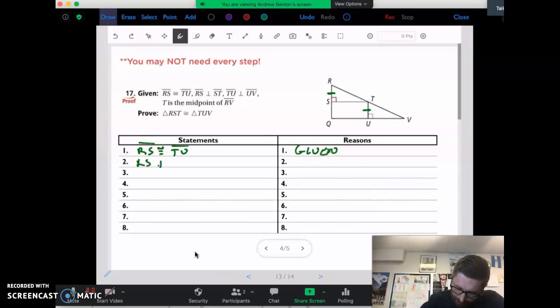RS is perpendicular to ST, and TU is perpendicular to UV. Let's put segments on top, also a given. So that's why we put these little angles here. Okay, T is the midpoint of RV, and then we're going to prove this triangle congruent to that triangle. So T is the midpoint.